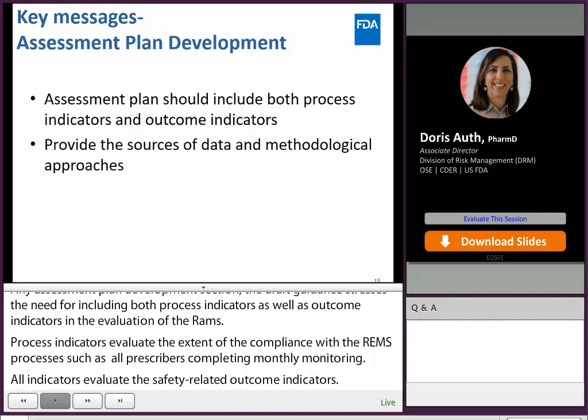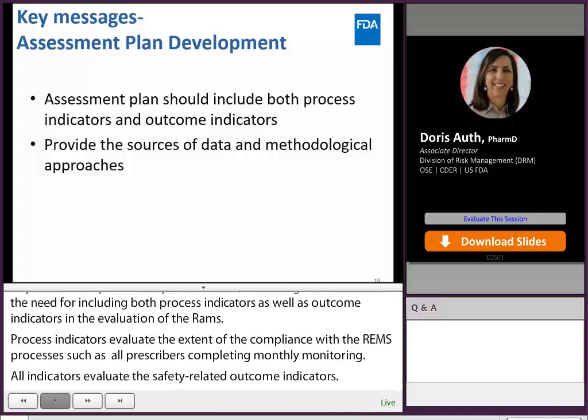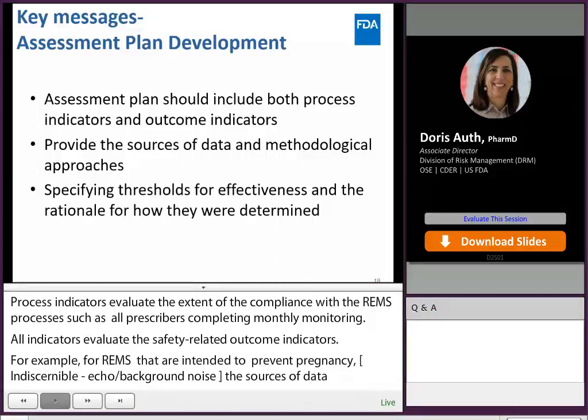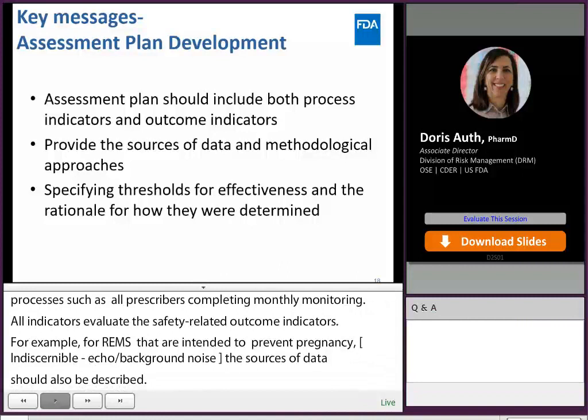The sources of data and methodological approaches should also be described, and thresholds for effectiveness, along with the rationale for how these thresholds were determined, should be included in the plan. Finally, the guidance provides standard assessment categories and examples of metrics for each of these.